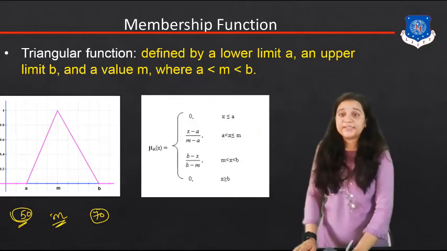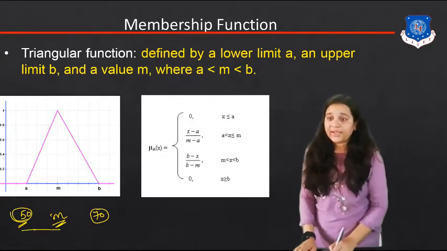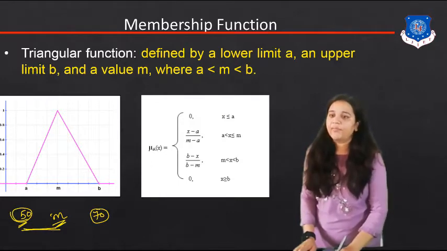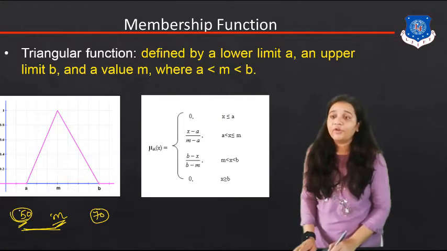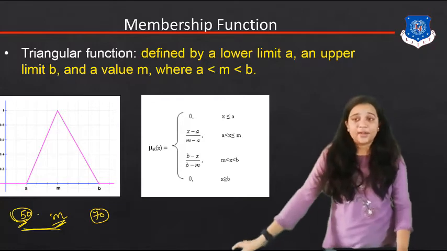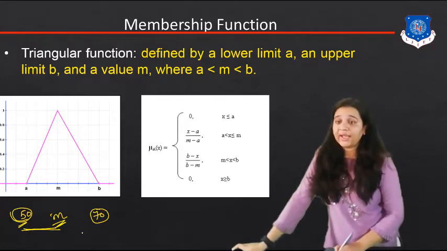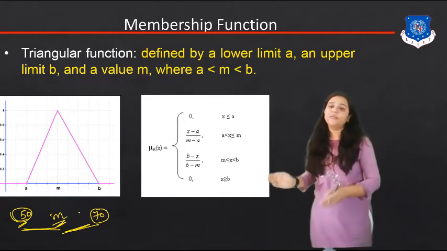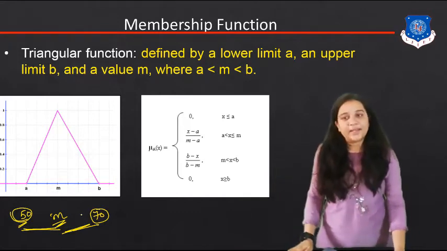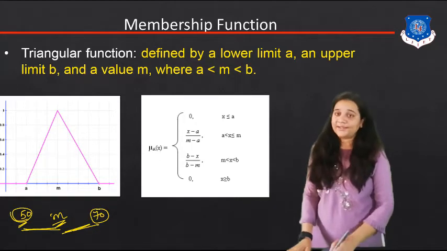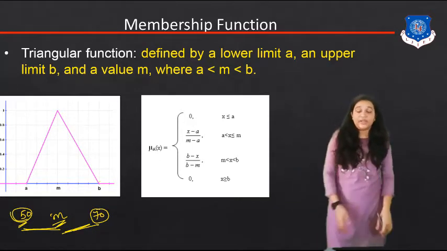If x is between a and m, the equation is x minus a upon m minus a. So we have to find the value of x minus a and m minus a. This is the second possibility. If the value is between m and b, that means between the m and the upper limit, the equation becomes b minus x upon b minus m. And if the value is greater than or equal to b, that means above the upper limit, we get 0.